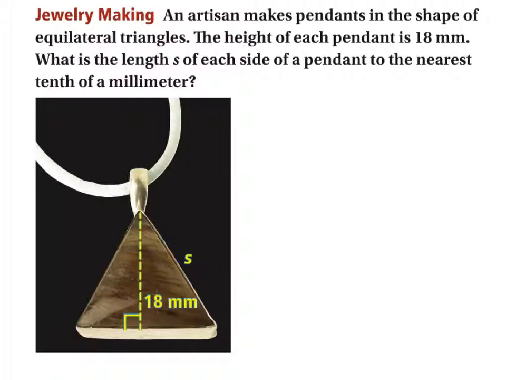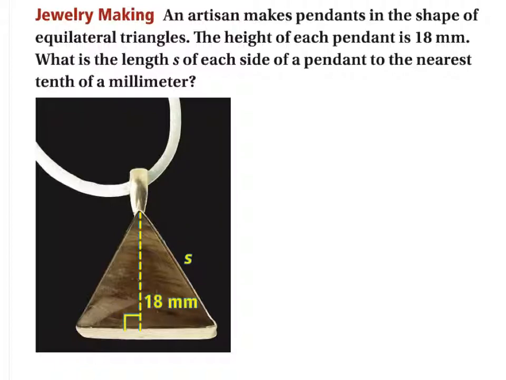So how does that help us in this problem? Well, they say that we are making a pendant in the shape of an equilateral triangle. What does that mean, equilateral triangles? All three sides are the same length. And it says that the height of each pendant is going to be 18 millimeters. We want to know what is the length of each side.